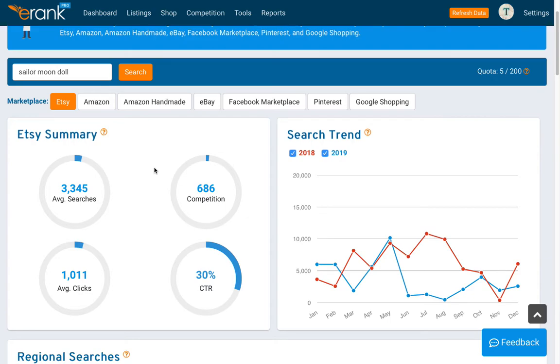Yes, I'm selling a Sailor Moon plush, but Sailor Moon doll is kind of more of a star keyword than Sailor Moon plush. Okay, because there's more people looking for that. And it still describes it. I can't go with Sailor Moon pin or Sailor Moon baby clothes. That's not what I'm selling.